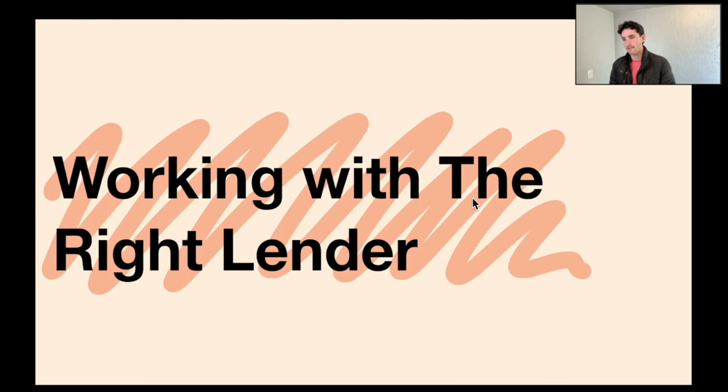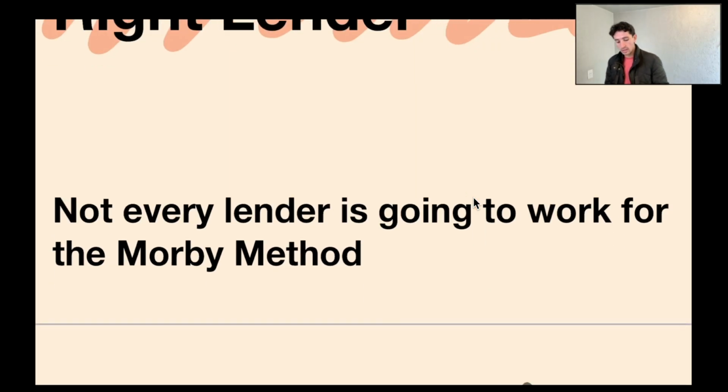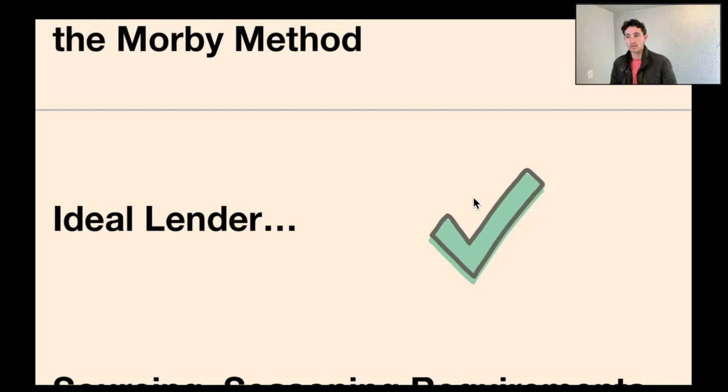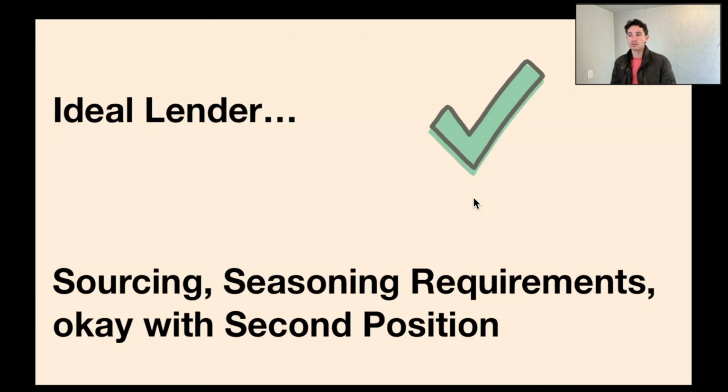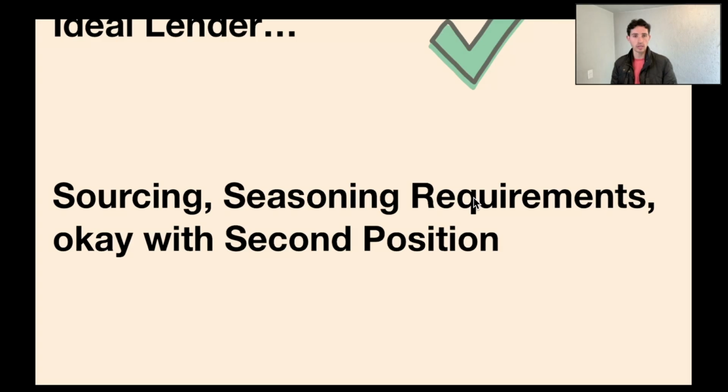So let's talk about something really important, that is working with the right lender for the Morby method. Again, as the buyer, you're going to need to bring a brand new DSCR loan to the table, okay? So a couple of things. Not every lender is going to work for the Morby method. So you're going to make sure of three things actually, as far as their lending requirements, okay? Number one is sourcing, meaning where does the money come from? That's what sourcing means, the sourcing requirements.